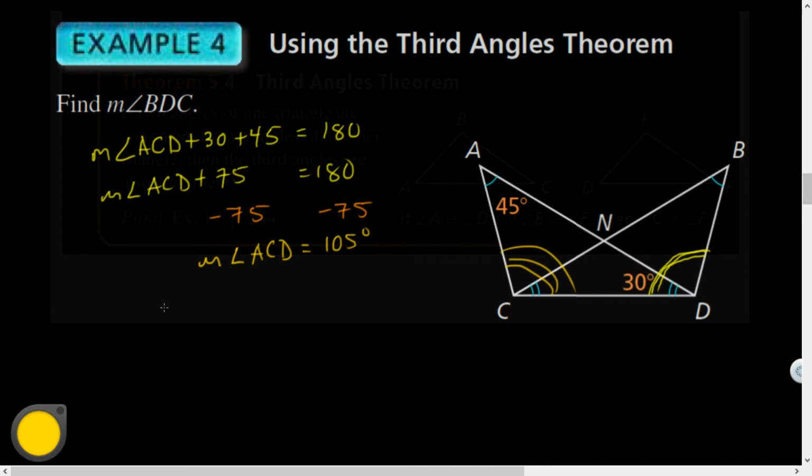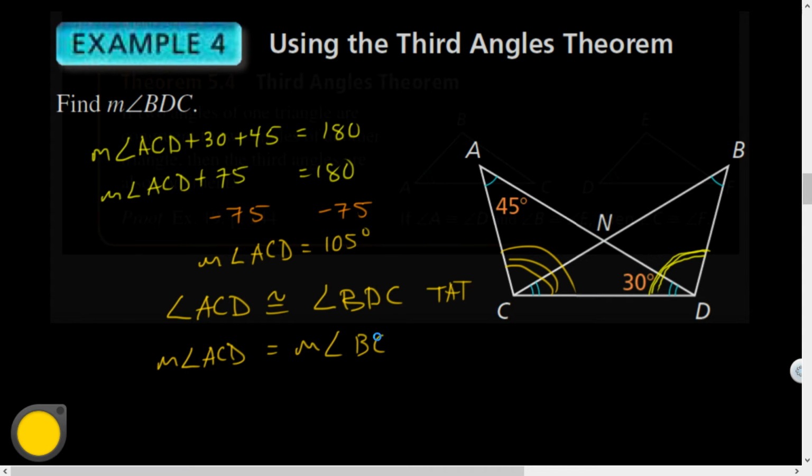And then you're saying that the angle ACD is congruent to angle BDC because of the third angles theorem. And then their measures are equal by def of congruence. I know you guys probably see this proof coming a mile away, but I just want to make sure that you guys are used to some of these reasons. So that's def of congruence.